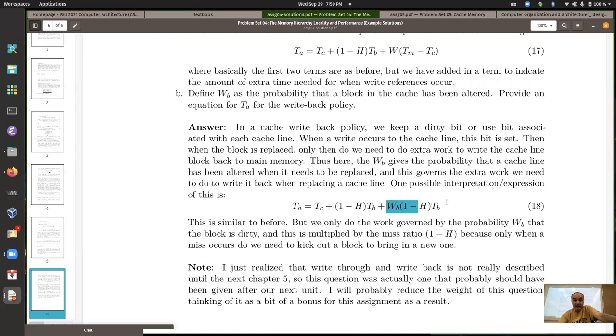So anyway, if you understand that, the idea to do this problem would be that the system is pretty much the same, but we want to add some extra terms that account for the extra time you need for that write back policy. So again, if WB is the probability that a cache line has been altered, then with that probability I have to do some extra work. And then it becomes a question of how you describe the amount of extra time I have to spend whenever that cache line has been altered and has to be written back to memory before I can kick it out and replace it with something else.